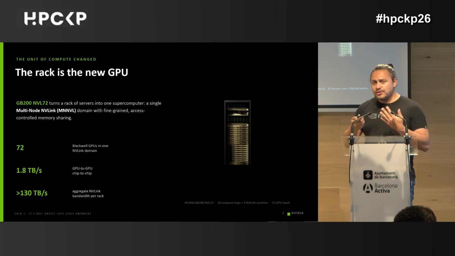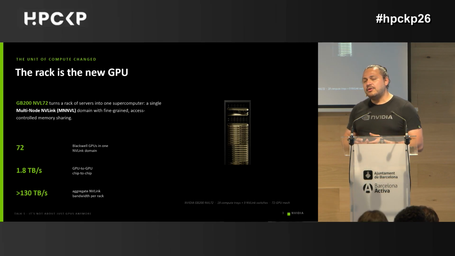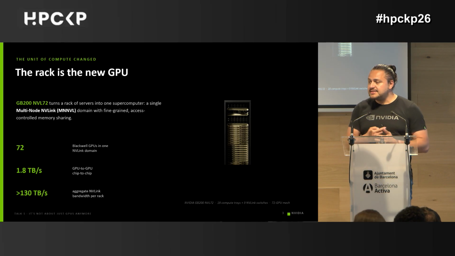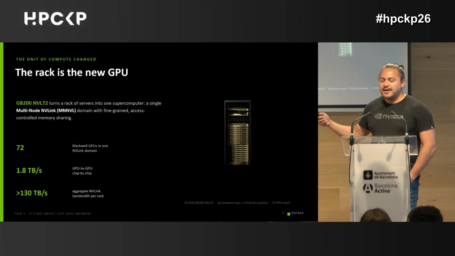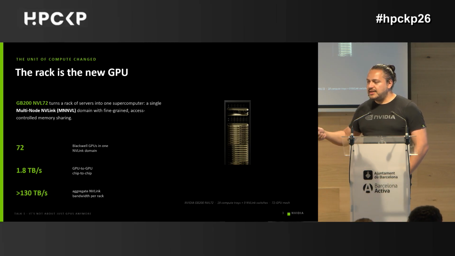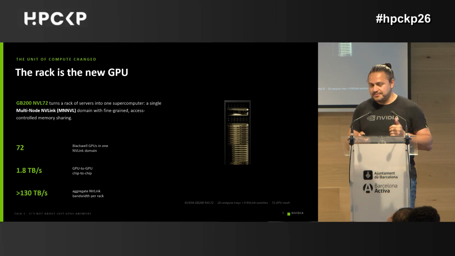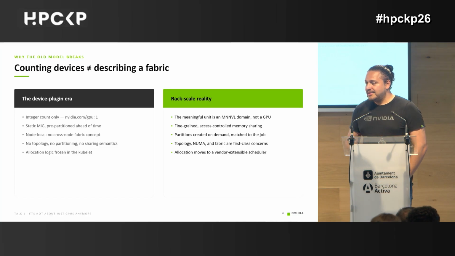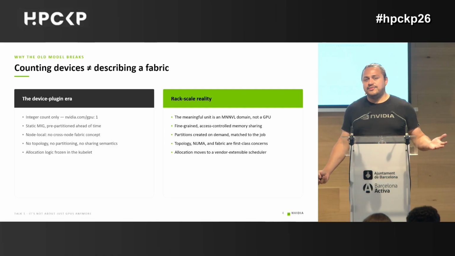And for those that don't know, this is called multi-node NVLink, or in software we call it IMEX. And this appeared from the Blackwell architecture, and also Vera Rubin is going to build on top of this, where you can have 72 GPUs running as if they are one in one node, which is pretty awesome. But counting devices and describing the fabric are two different things.